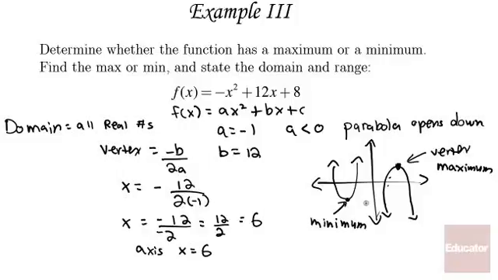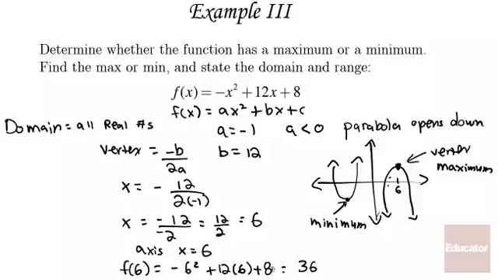It may be tempting to say, oh, the range is also all real numbers. But if you think about it, it's actually not. Now, let's go a little bit deeper and find this maximum point. Let's find the vertex. I found that x equals 6, so I know that my x-coordinate is 6. But let's find the y-coordinate, which is going to be at f of 6. So f of 6 equals negative 6 squared plus 12 times 6 plus 8, which is going to equal negative 6 times negative 6 is 36. 12 times 6 is 72.